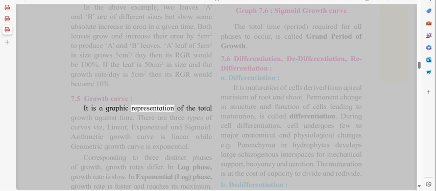7.5 Growth curve. It is a graphic representation of the total growth against time. There are three types of curves, viz. linear, exponential and sigmoid. The arithmetic growth curve is linear, while the geometric growth curve is exponential.